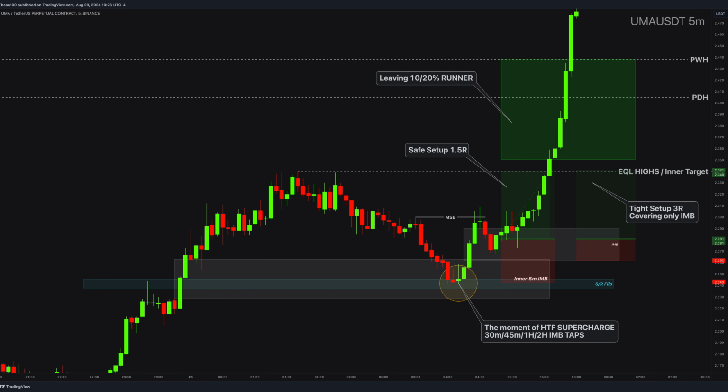You can leave like 10-20% of your positions in until the weekly or daily high above as your runners. This can provide you with an extra cash.